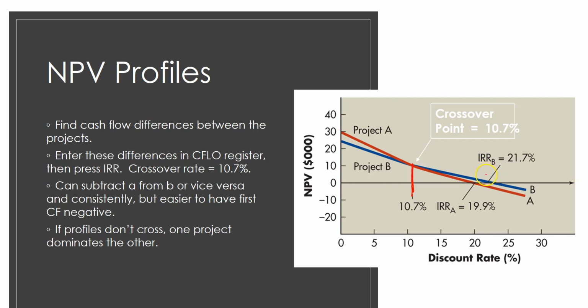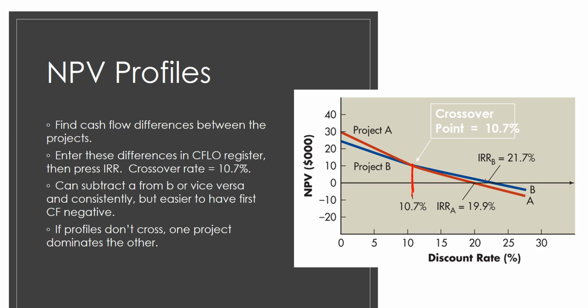If we want to calculate that, then we calculate the differences in the cash flows between these projects. We enter in the differences in the cash flow register and push internal rate of return, and that will tell you the crossover rate. It doesn't matter if you subtract A from B or B from A, as long as you're consistent. So we can go ahead and do that.